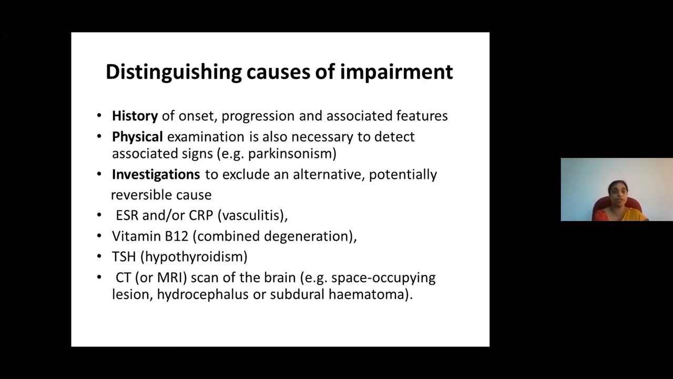Then a thorough physical examination to detect any hidden signs like Parkinson's. If somebody is having cognitive impairment and Parkinson's, you know, it is pointing towards Lewy body dementia or Parkinson's with dementia. So the history will be important to differentiate, and some investigations to detect alternatives as well as potentially reversible causes. Like we do vasculitic screening, vitamin B12, hemoglobin, TSH to detect hypothyroidism, and imaging to see if there is a space-occupying lesion, hydrocephalus or subdural hematoma. So these are also dementia mimickers.